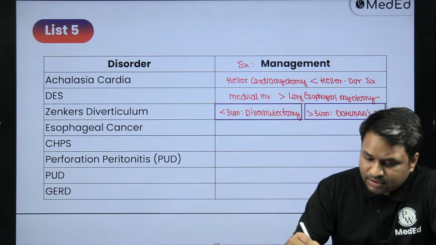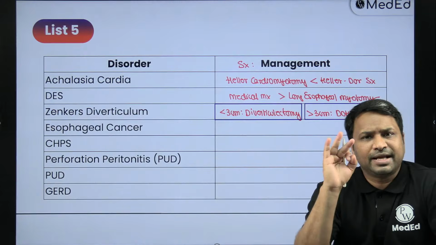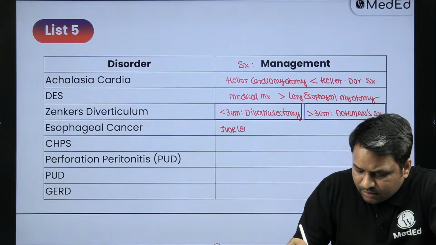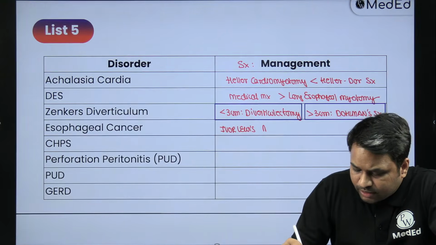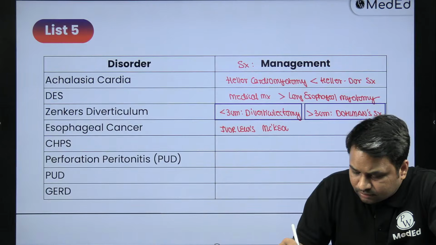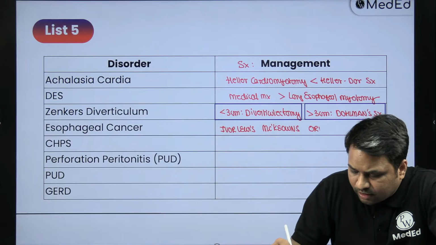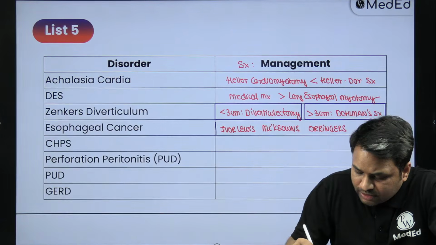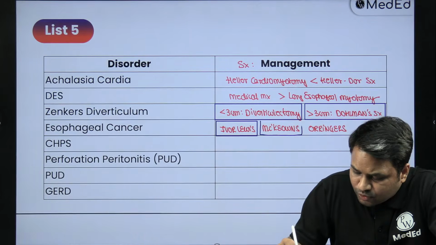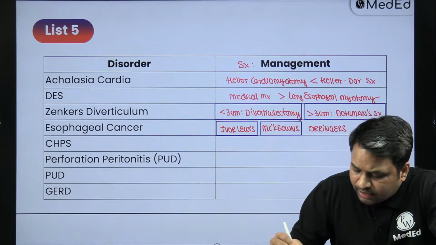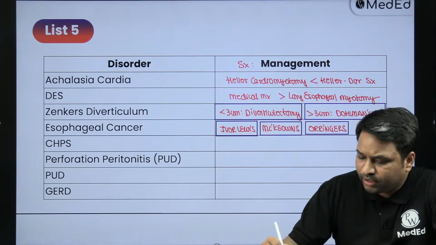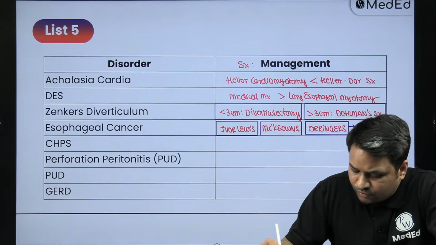For esophageal cancer, we have 3 surgeries, if you remember. Number 1 is your Ivor-Lewis. Number 2 is your McKeown's. And number 3 is your Orringer's. And currently the surgery of choice is going to be Orringer's.